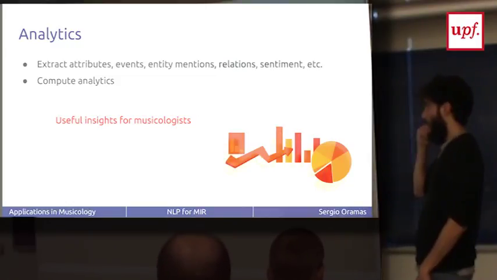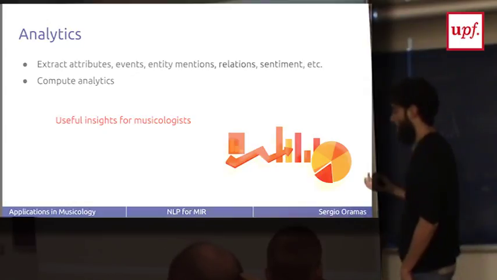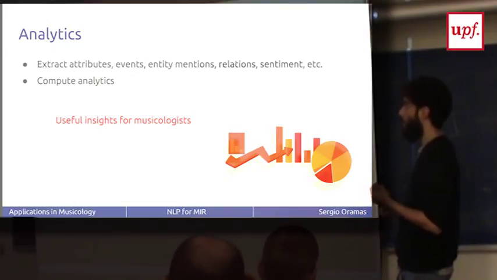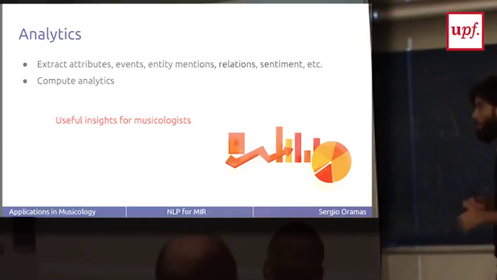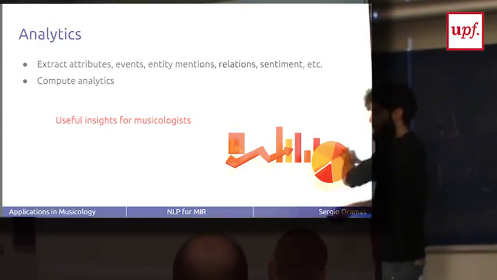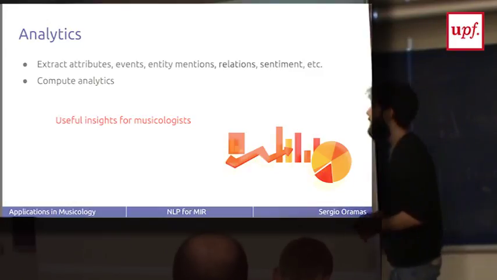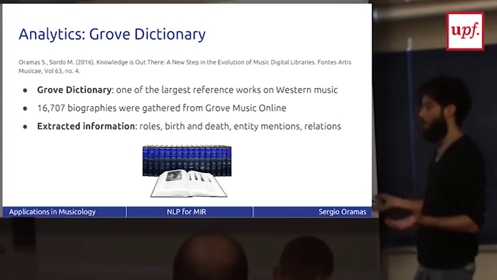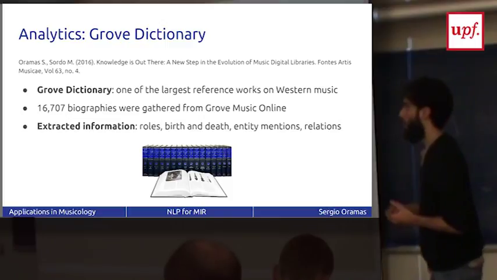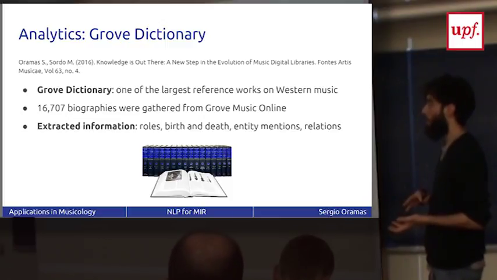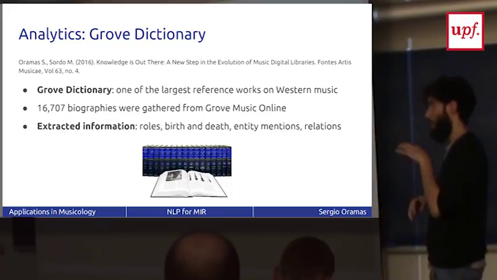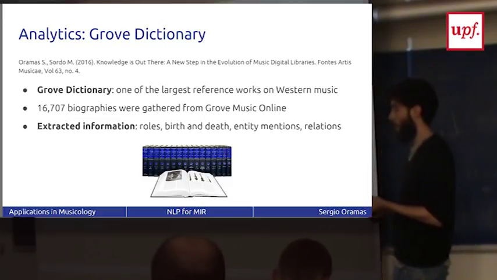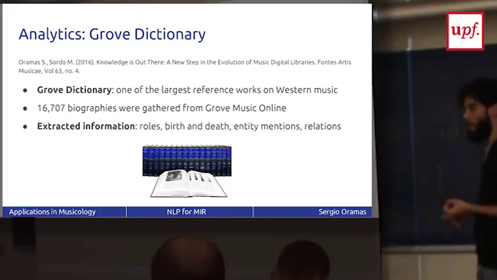So another thing, we can do analytics. We can extract whatever we want, information extraction on a digital library, for example. We can get entity mentions, events, relations, sentiments, whatever, and we can compute different kinds of analytics. So I will now give an illustration of some of the methods you can use. It's many things. We did a research with the Grove Dictionary, which is one of the largest reference works in musicology. We got about 16,000 biographies and did the process of extracting information. We did entity linking, but we also extracted some specific information like the role of the artist, the birth and death place and date.